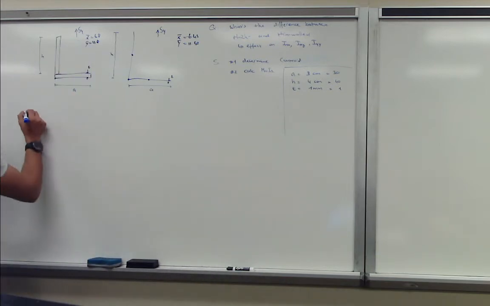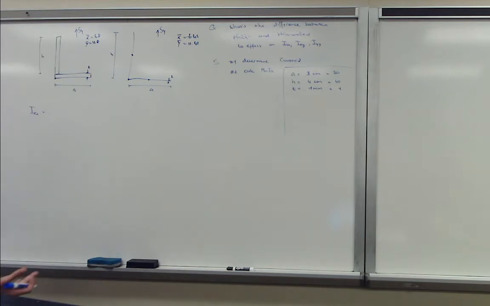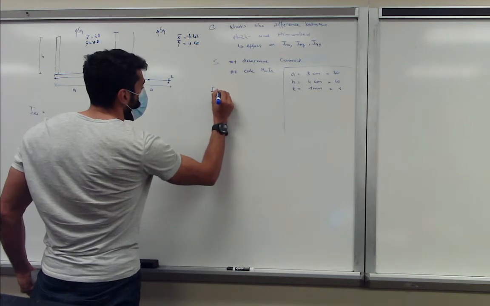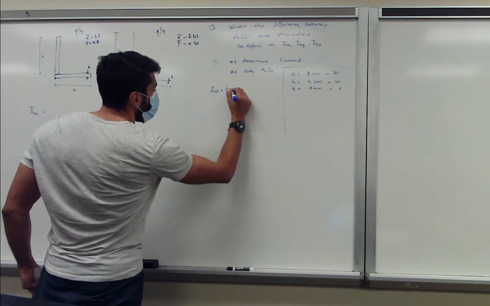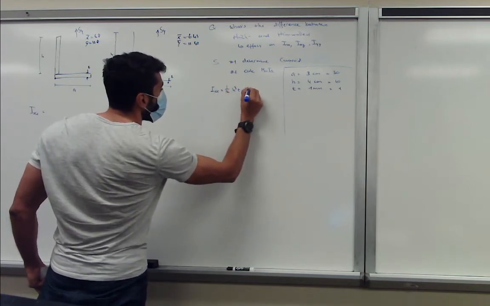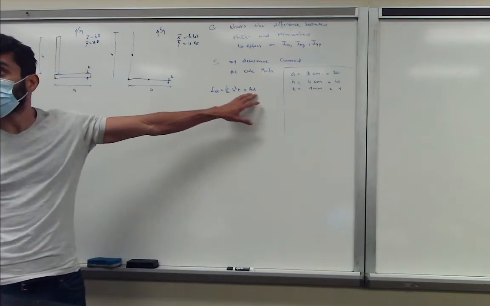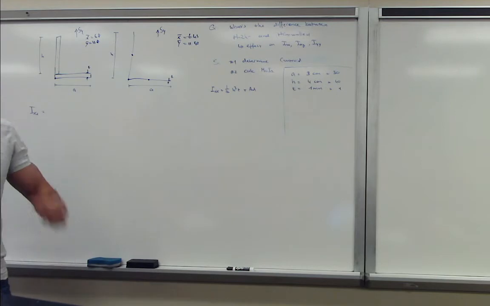So let's look at the Ixx. We know the equation that we apply is 1 over 12 h cubed t plus our Steiner term. And the Steiner term will be important because now our centroid does not correspond to any of the reference or local centroids. So we can plug it in.